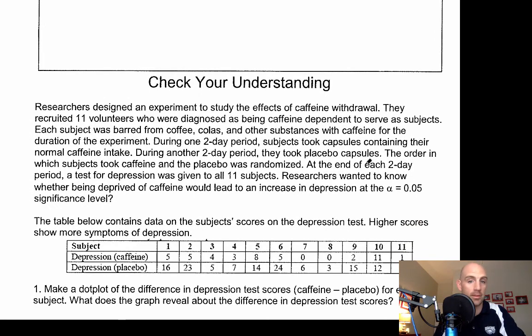Researchers designed an experiment to study the effects of caffeine withdrawal. They recruited 11 volunteers who were diagnosed as being caffeine dependent to serve as subjects. Each subject was barred from coffee, colas, and other substances with caffeine for the duration of the experiment. During one 2-day period, subjects took capsules containing their normal caffeine intake. During another 2-day period, they took placebo capsules. The order in which the caffeine and the placebo were given was randomized.